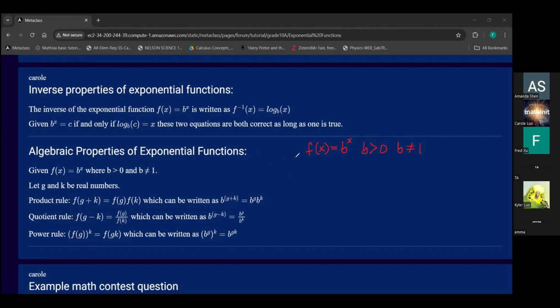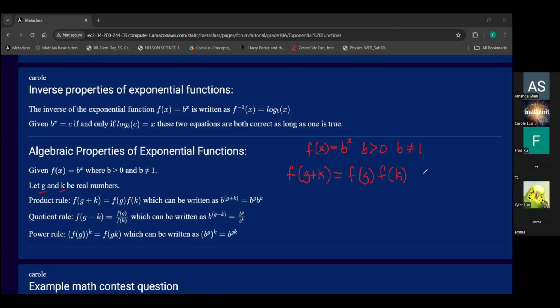And the product rule goes as follows. So let's just say that g and k are real numbers. So the function of g plus k. These rules only work because you have the foreknowledge that this is an exponential function. So f of g plus k, you can rewrite as f of g times f of k.